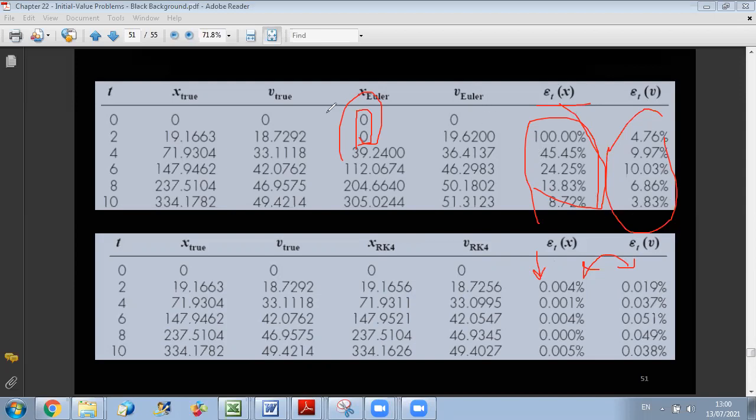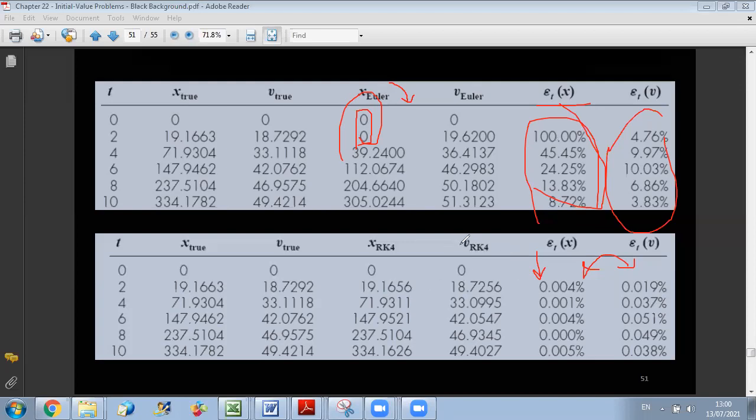So for the Euler method, what can I do? What do you suggest in the Euler method to enhance the predictions? Decrease the H. Exactly, I can decrease the H. While for RK4, even with large H, I am fine.